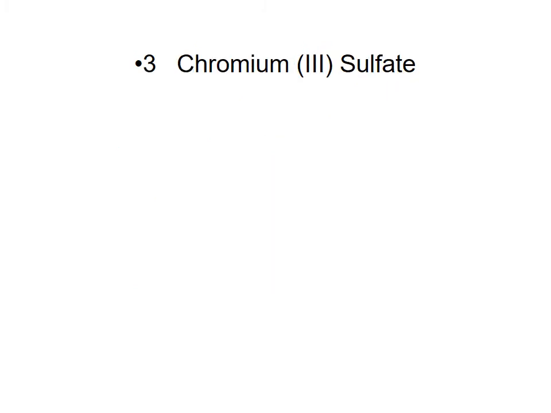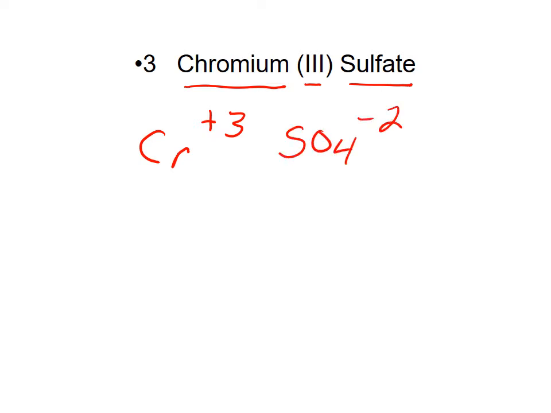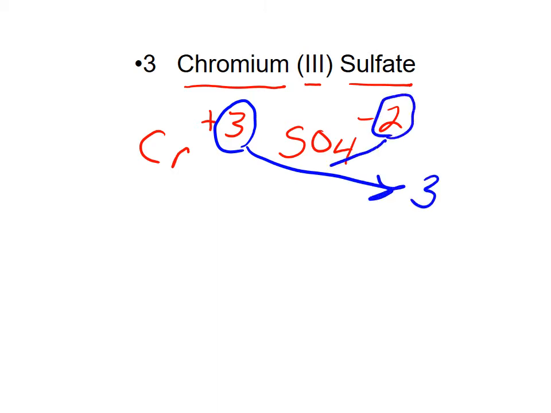For this one, we have chromium 3 sulfate. Symbol for chromium is Cr. Now, we know it's going to be plus because it's the first, and the Roman numeral 3 says that we have a +3. Sulfate is SO4 -2 from your list. So once again, they don't add to 0. So the 3 is going to move down here. The 2 will move over here behind the chromium.